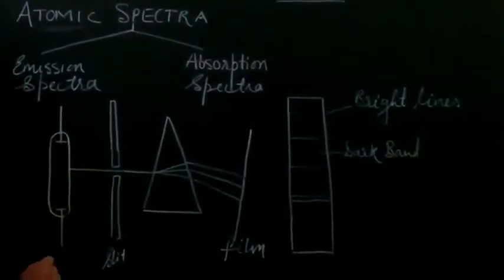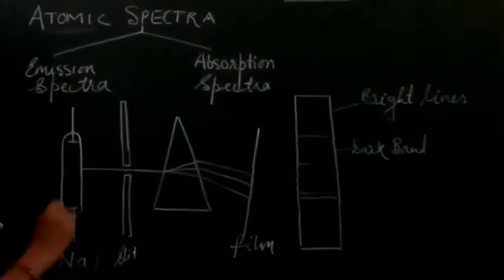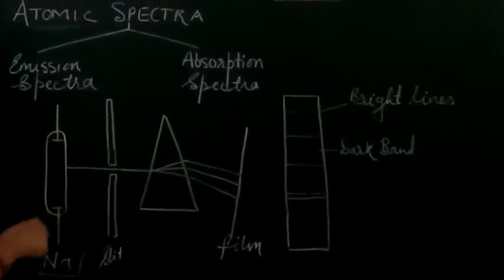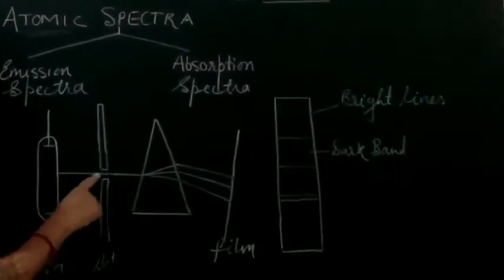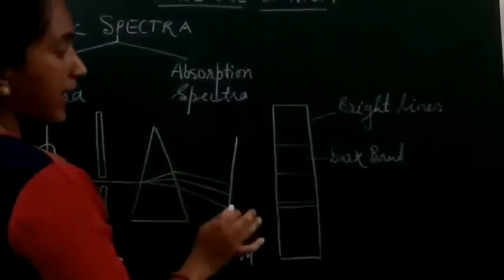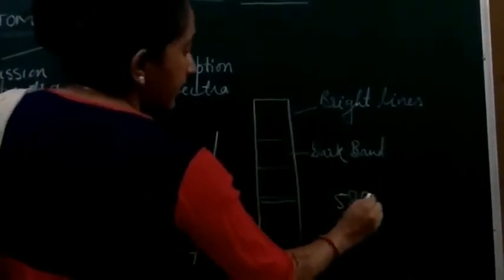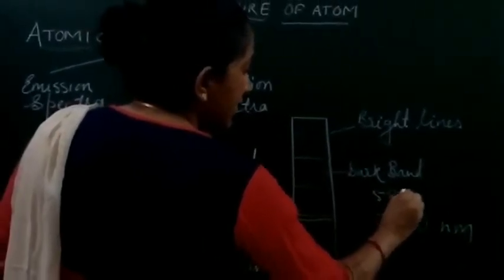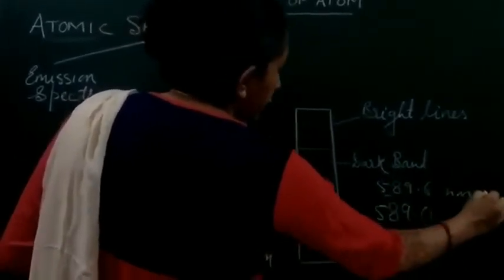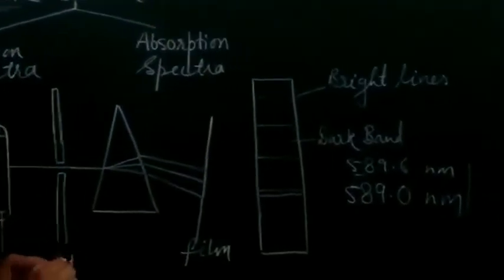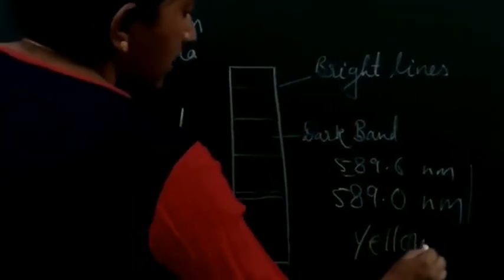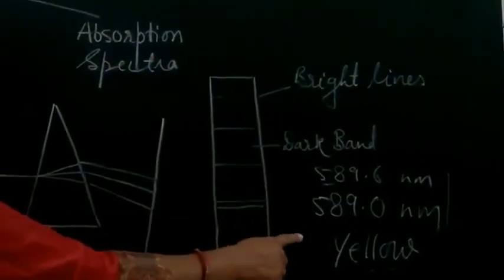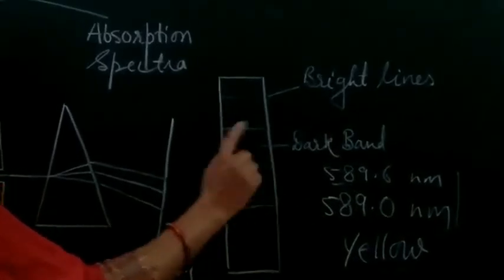Let us take an example: if we want to get the spectra for sodium, we take sodium vapors here. When the electric discharge is made, the radiation coming out is made to fall on the prism, and we get bright lines at the wavelengths of 589.0 nanometer and 589.6 nanometer. Students, between these two wavelengths we get the bright lines, and the line color is yellow. So we get bright yellow lines at this wavelength region, and the rest of the part is the dark region.